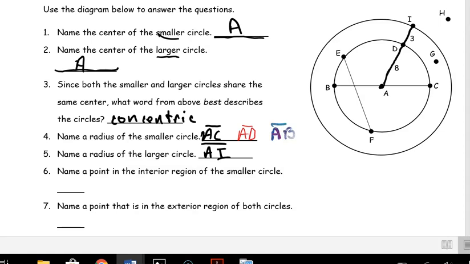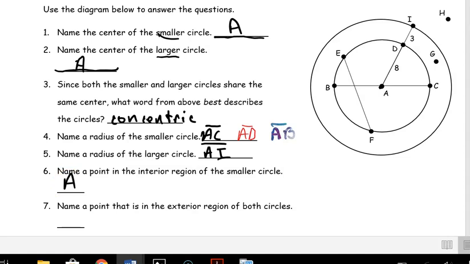Number six, name a point in the interior region of the smaller circle. So let me again clear this up. Look at your smaller circle. The only point that we could say is actually on the inside of the smaller circle is point A.